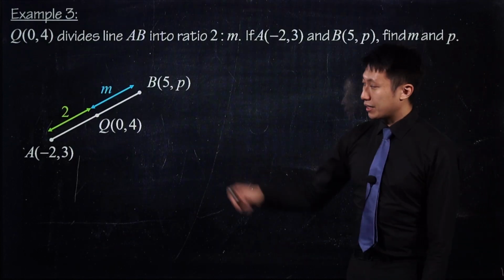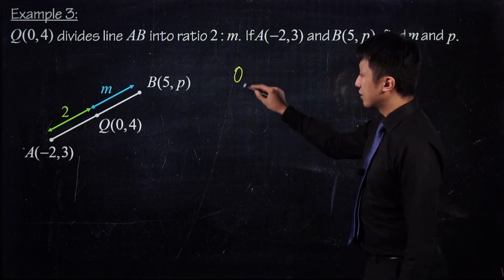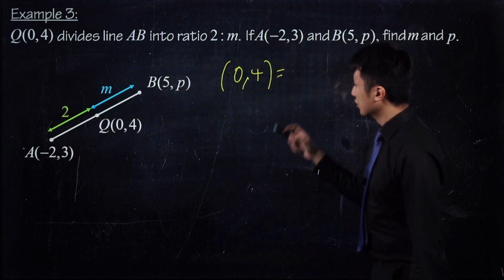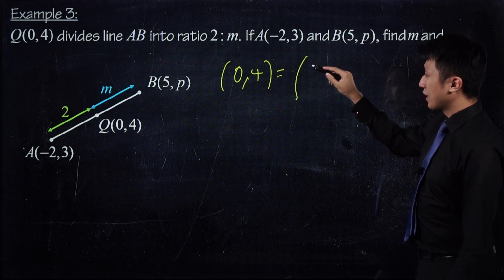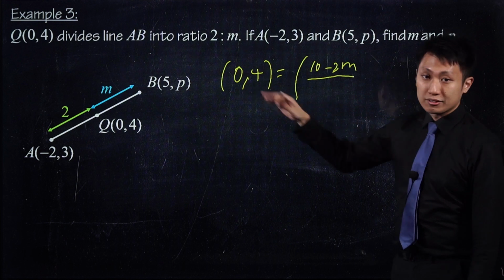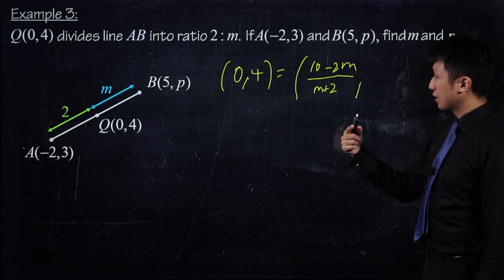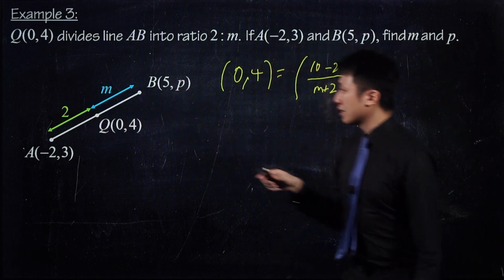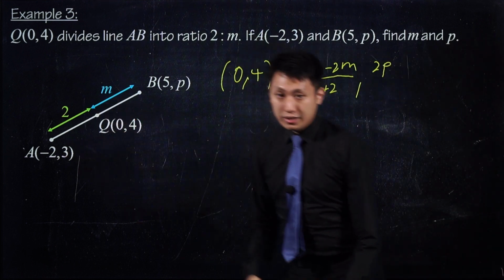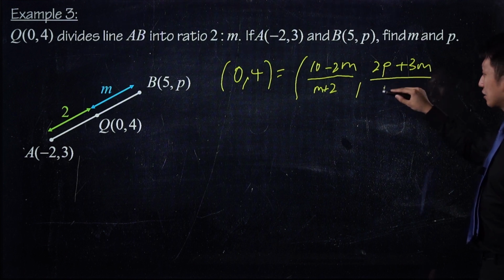Okay, you got this one. So I want to find m and p. What do I do? Middle point, I write 0, 4 is equals to, I do a cross. So 2 times 5 is 10. Negative 2m. And divided by the total ratio, m plus 2. Then comma. Then another one is what? 2 times p, 2p. Then 3m plus 3m divided by m plus 2 again.